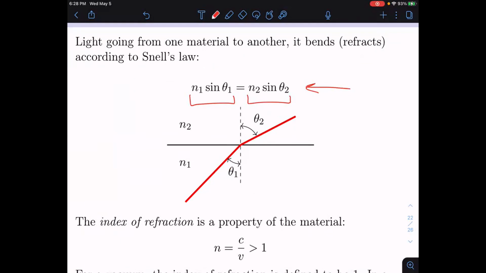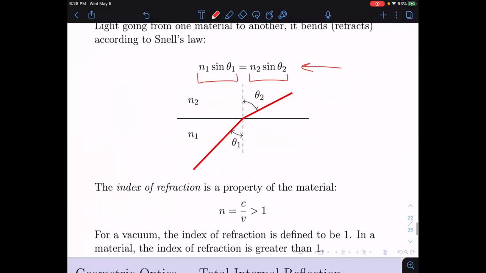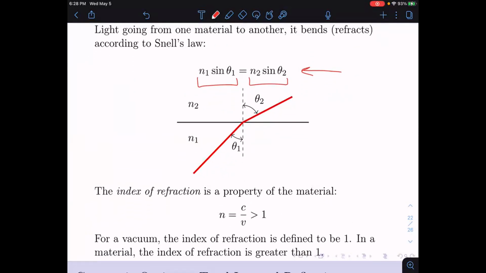So keep in mind, we normally have one light wave leaving something and joining something else, or vice versa. Most of the complications from these problems come into play when you're trying to figure out which angle goes where, for example. And anytime it says air, your index of refraction is 1. All that good stuff. But what is index of refraction?